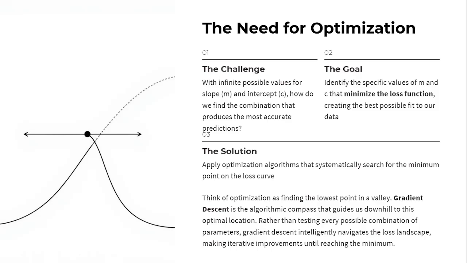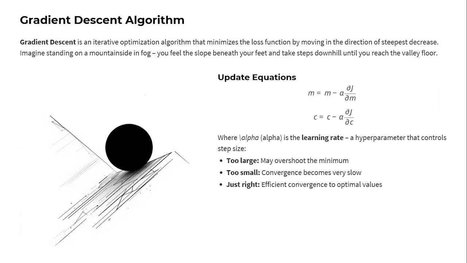So what is the gradient descent algorithm? Gradient descent is an iterative optimization algorithm that minimizes the loss function step by step. Imagine you are standing on a foggy mountain and want to reach the bottom. You can't see far, but you can feel the slope under your feet, so you take a small step downhill. That's exactly how gradient descent works. It uses the slope of the loss function to move towards the minimum.